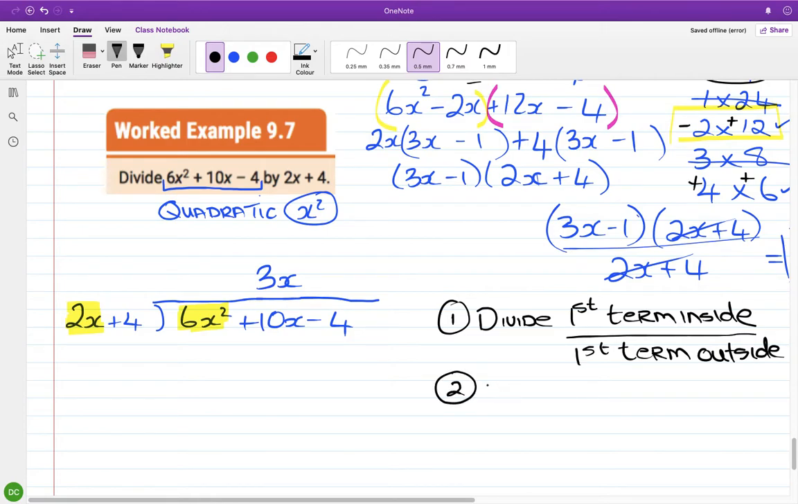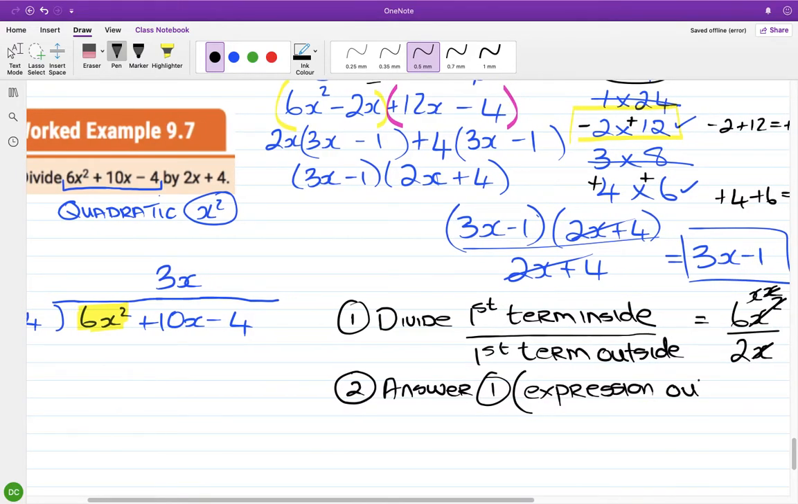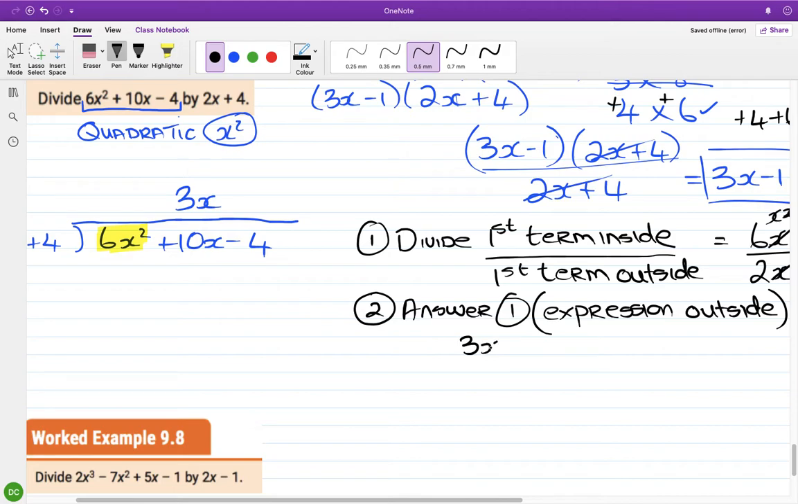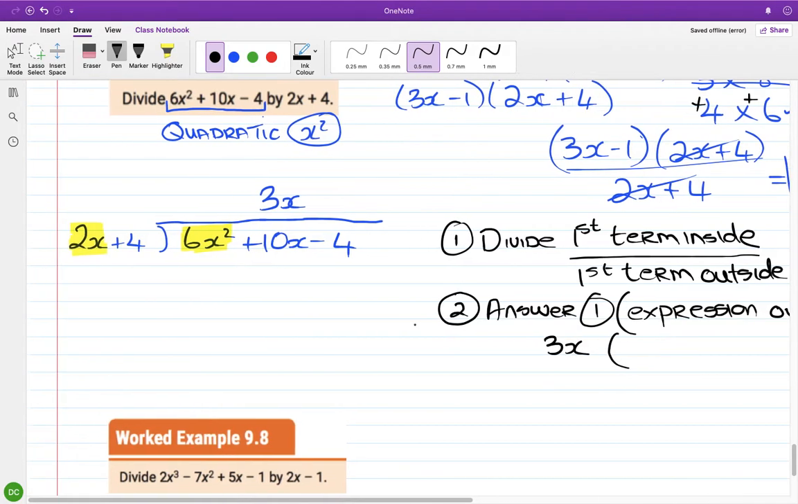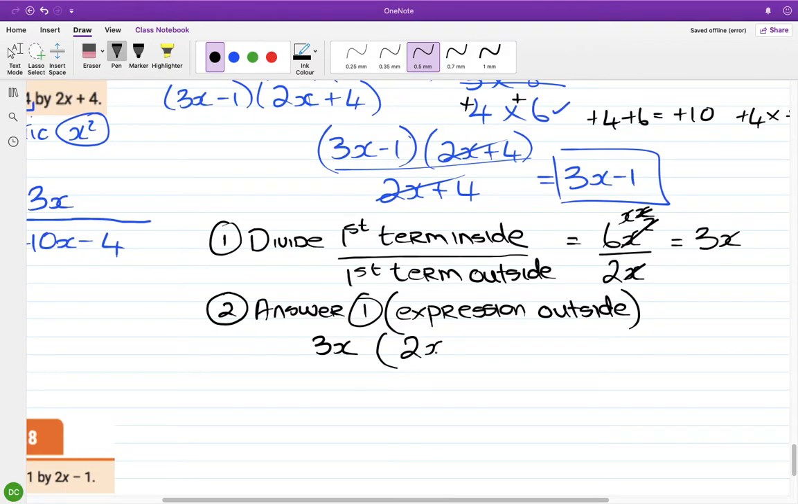So then you take your answer to part 1 and you multiply it by the expression outside. Okay, so watch this. I take my answer to part 1 and I multiply it by the expression that's outside, which is 2x plus 4.